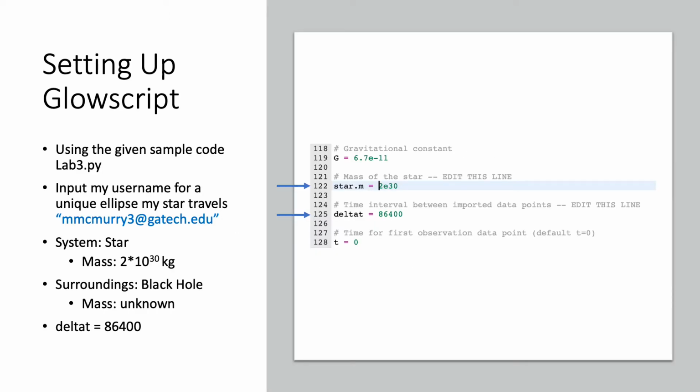So setting up GlowScript, we take the given sample code lab3. I am going to input my username to create a unique motion of travel for that star. That star is our system in this lab, the mass of it being 2 times 10 to the 30th kilograms. And then our surroundings for the star is just the black hole. We do not know the mass of that because we were trying to calculate it. We know that the change in time is also 86,400 seconds.